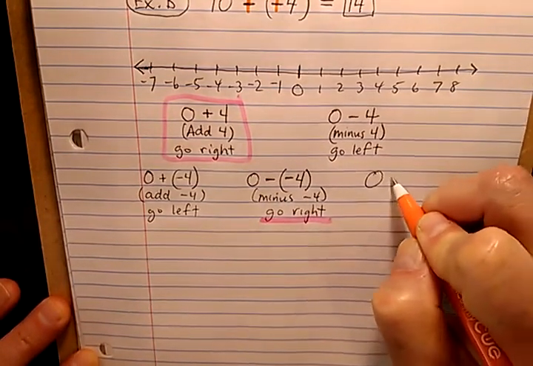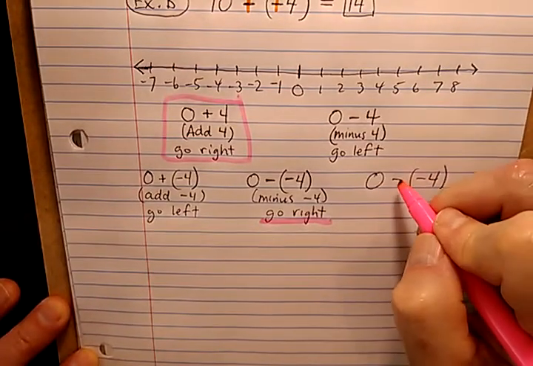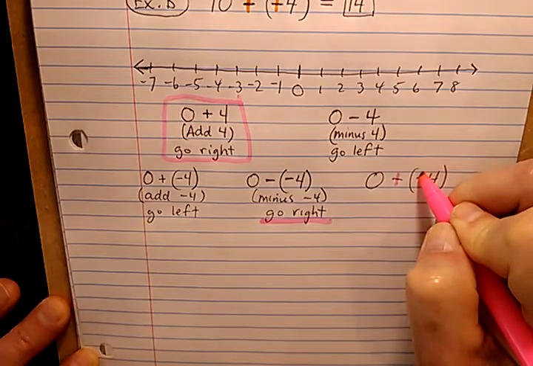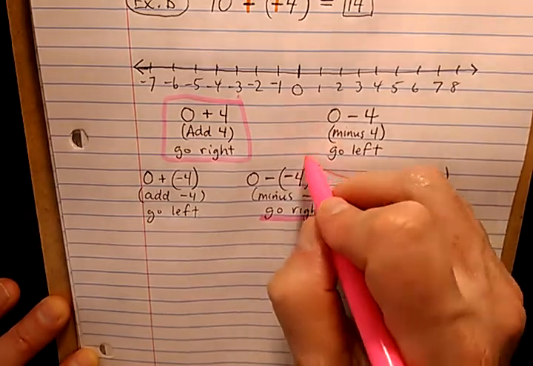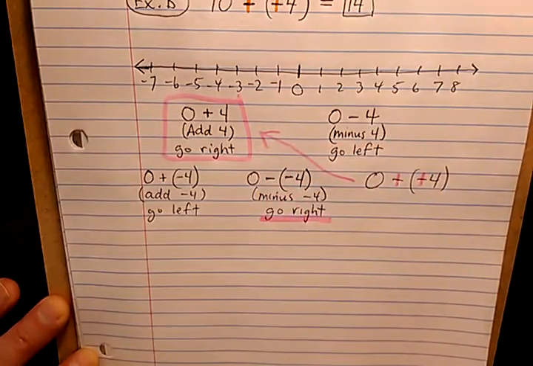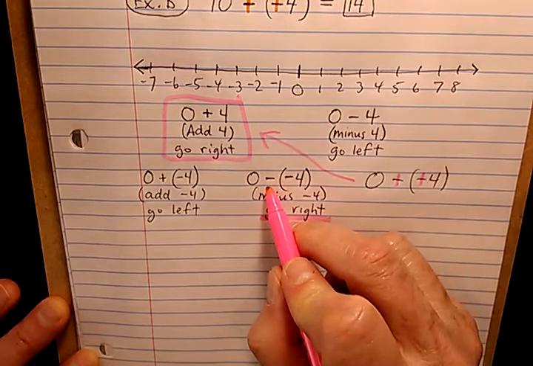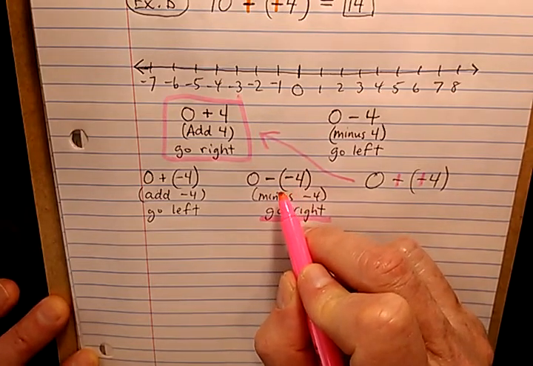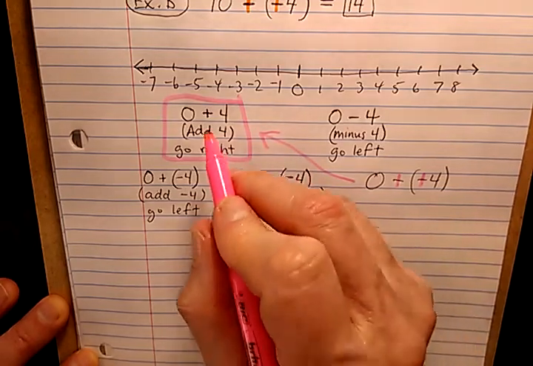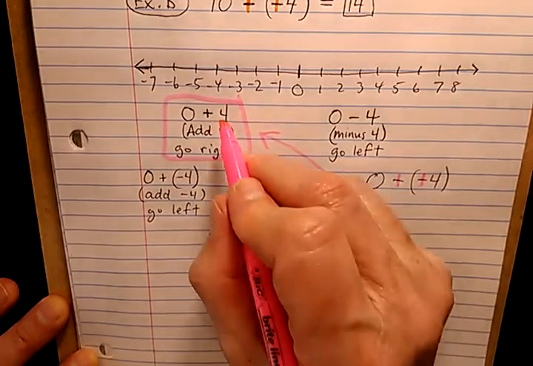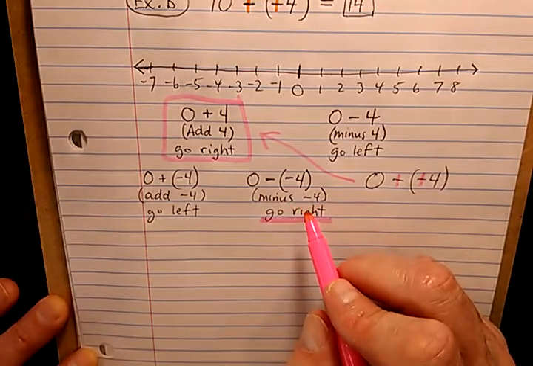Let me show you. 0 minus negative 4. I taught you to do 2 lines. We change it to add and change the sign. It becomes adding a positive 4, which is just the same as this one here. So the reason that we draw 2 lines when we're subtracting negatives is because taking away a negative is the same as adding a positive. These are really the same exact kind of problem. We're just expressing it in a different way.